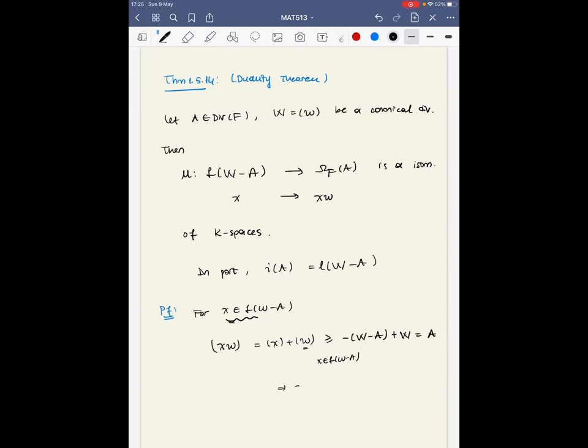So indeed, this shows us xω is a Weil differential of the divisor A, because by the remark 1.5.12, we know that this set can be defined in terms of the zero differential, or the differentials whose divisors are bigger than or equal to A. So that means mu maps functions into the Weil differential space of A.